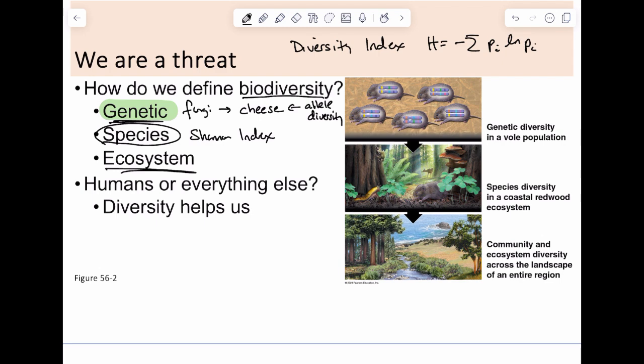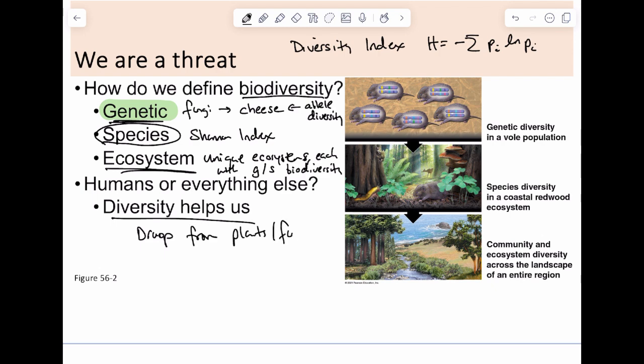But we could also look at biodiversity in terms of ecosystems, because each ecosystem is going to be unique. We have unique ecosystems, each with genetic and species biodiversity too. We should probably care since we usually thrive on diversity. Most of our drugs come from plants and fungi. And if we're killing off or reducing the plant and fungal diversity, we're losing out on possible treatments for things, which is not going to be particularly fun.